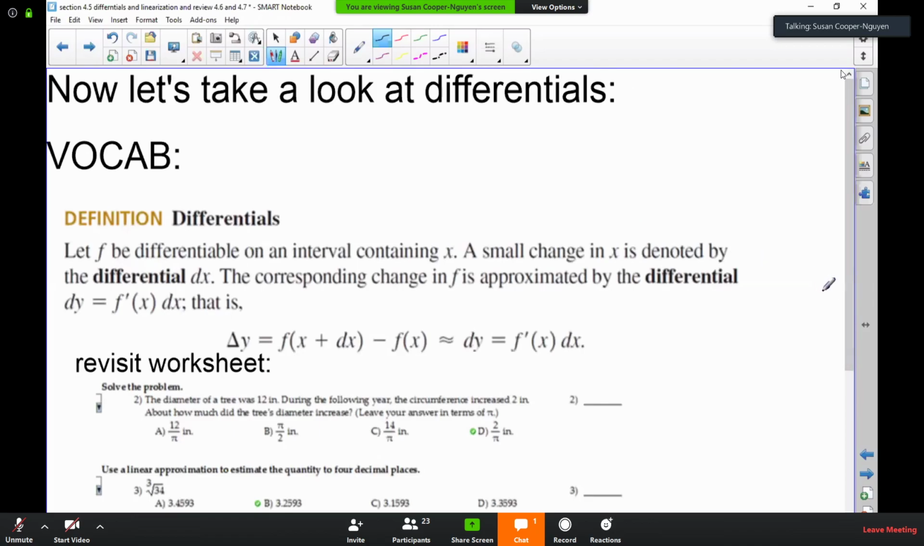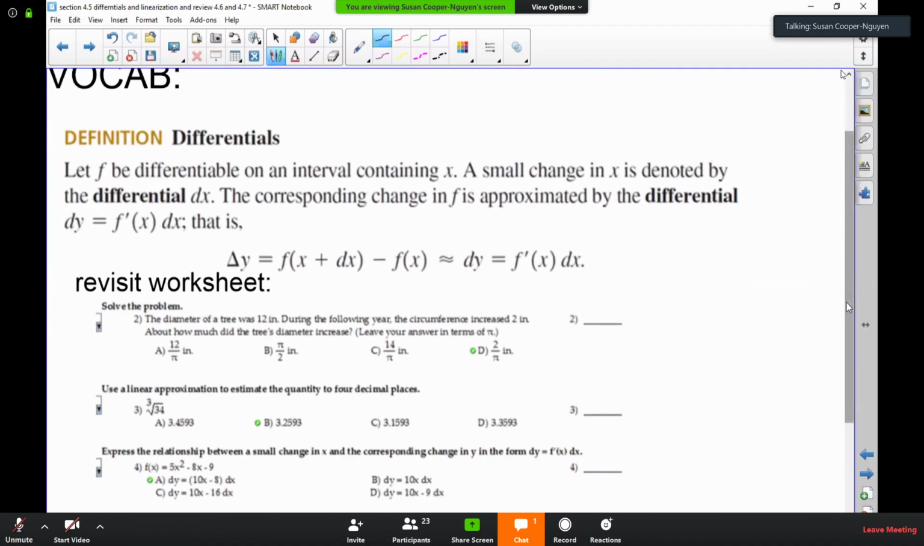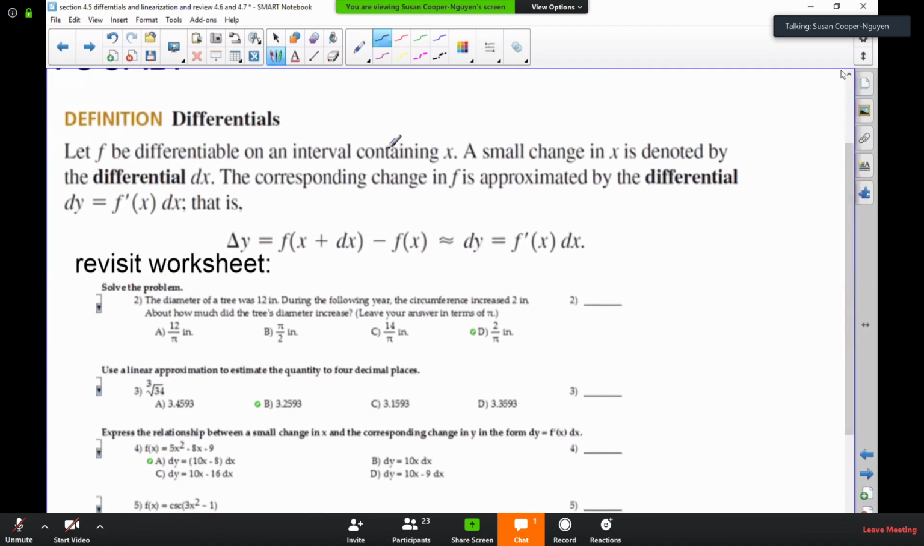It says, let's take a look at differentials. Now, differentials are definitely a little bit tricky to explain. Difference in English means subtract, means delta, right? If you say delta y, it means change in y. It means y2 minus y1.